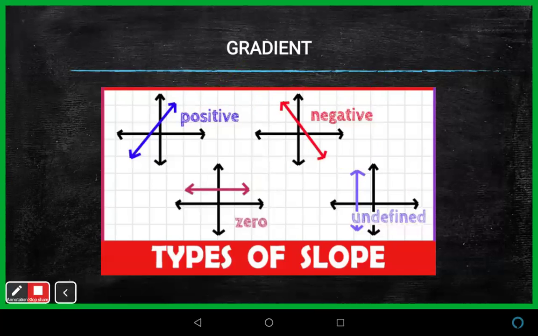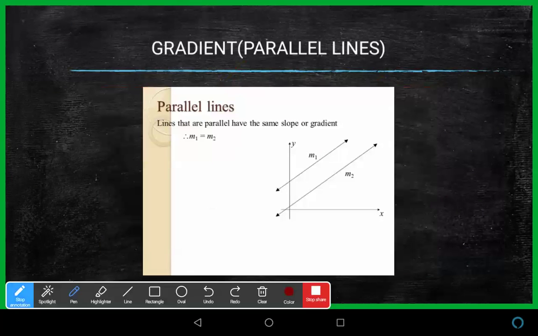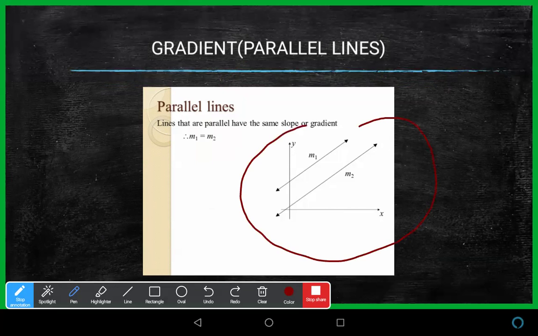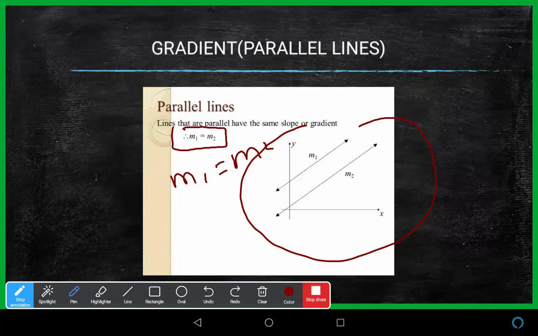Now moving towards the next gradient concept. When we have two parallel lines, parallel lines mean they are not intersecting each other. You can see in the picture there are two parallel lines. They are going in the same direction and are not intersecting with each other. When two lines are parallel, the slopes will be equal: m1 is equal to m2. These are very small concepts you have to remember. Note it down, because when we solve the past paper questions, you will see we need to apply a lot of these concepts. So in parallel lines, the slopes will be equal.